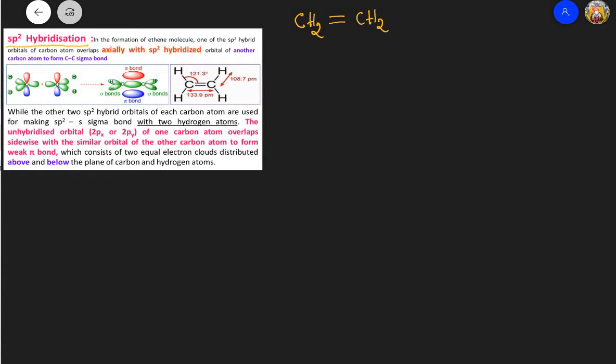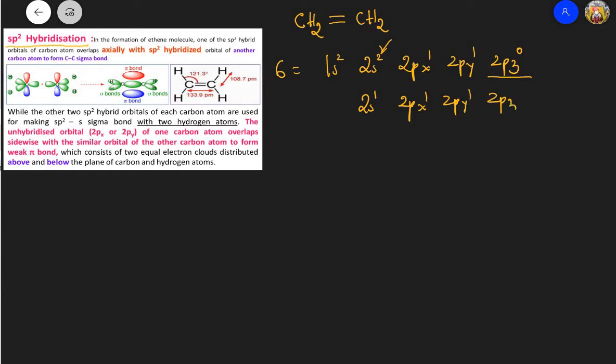So let us first write the configuration of carbon. We know the atomic number is 6. We can write it as 1s2, followed by 2s2, then 2px1, 2py1, and then 2pz0. This is the ground state electronic configuration, and during excitation, I have told you what happens. One of the electrons from the 2s orbital will be present in the 2pz orbital. So I can write it as 2s1, 2px1, 2py1 and 2pz1.